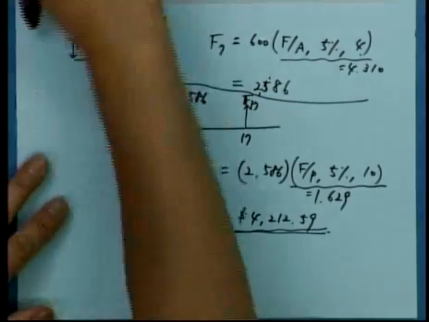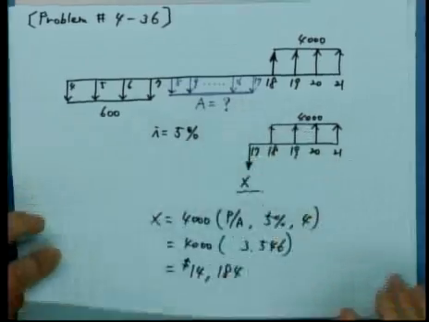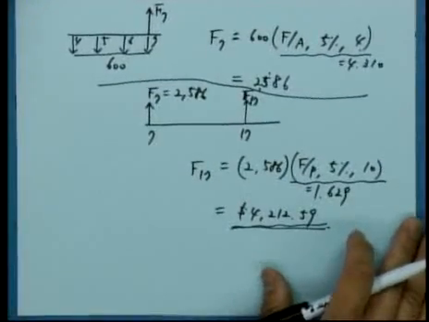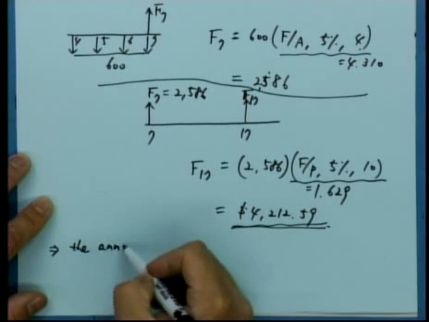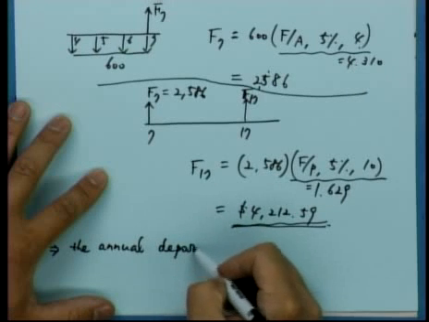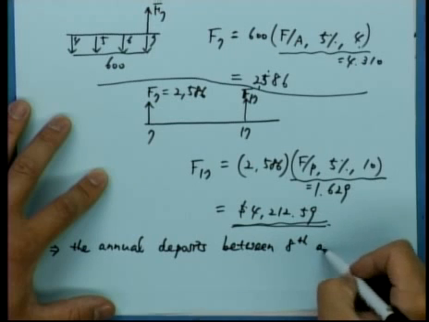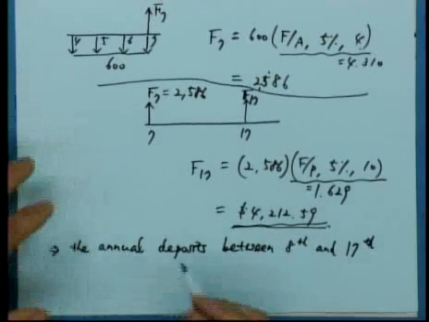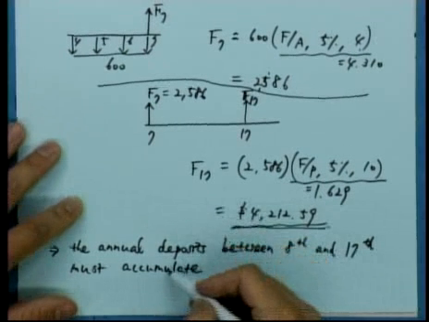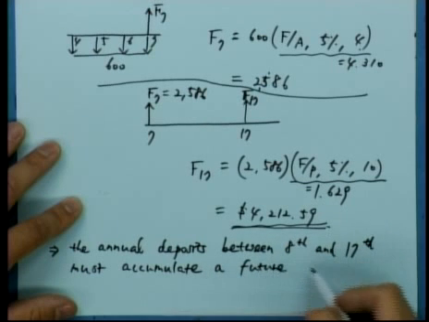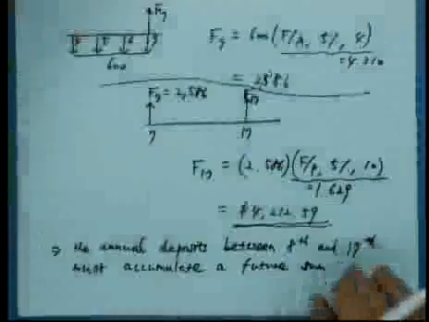So the annual deposits between 8th birthday and 17th birthday must accumulate a future sum. So here, the annual deposits between 8th and 17th birthday must accumulate a future sum, which is x here, okay? Future sum x.